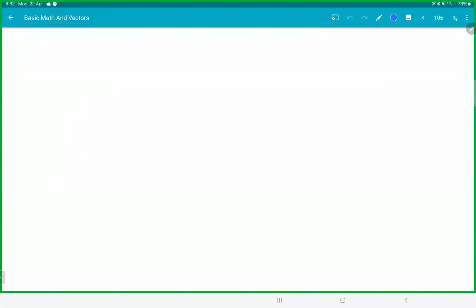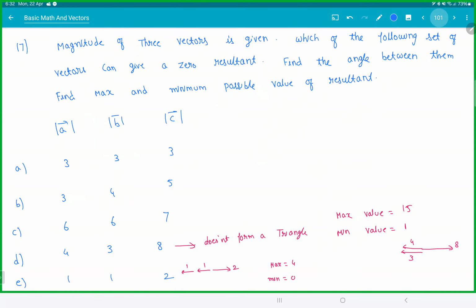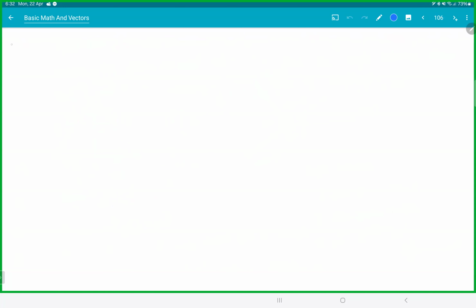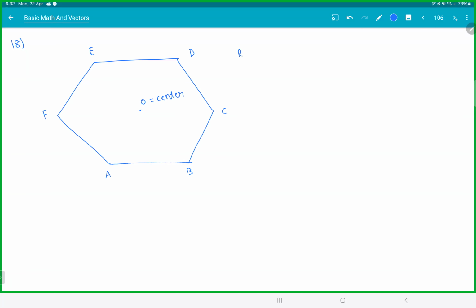Let's see the question. We have a regular polygon here, A, B, C, D, E, F. O is the center. This is a regular hexagon. Regular meaning all sides are equal. Hexagon, 6 sides.